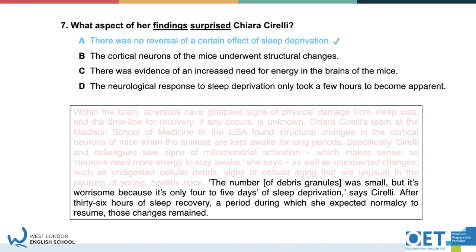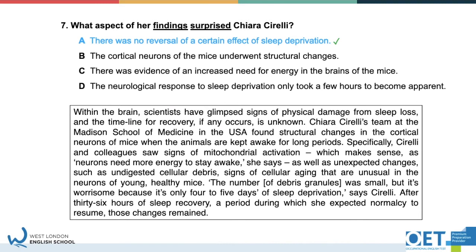If we have a look at B, the cortical neurons of the mice underwent structural changes. Well, the mice do, their brains did undergo structural changes. We can see that in this sentence here, where it says, in the USA, found structural changes in the cortical neurons. However, this isn't something that seemed to surprise her. There's no quotes here from Chiara. There's nothing that shows that she was surprised by this. So don't get confused. Just because you see the same kind of language, you still got to make sure that you understand the sentence and the paragraph.